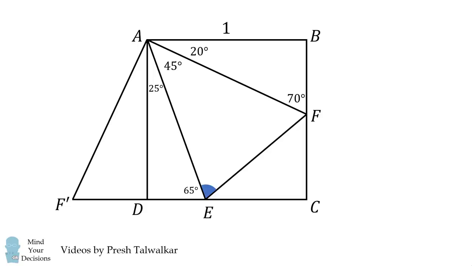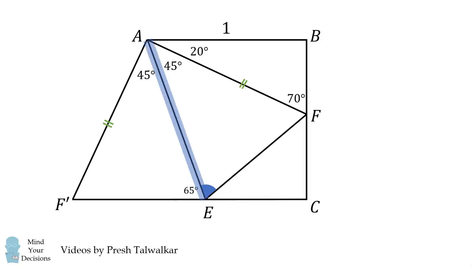From here, we have F'AD is equal to 20 degrees by construction. We then will solve that angle F'AE will be equal to 20 degrees plus 25 degrees, which is equal to a total of 45 degrees. Now we are going to consider that AF' is equal to AF by construction. We thus have two triangles that are congruent by side angle side.